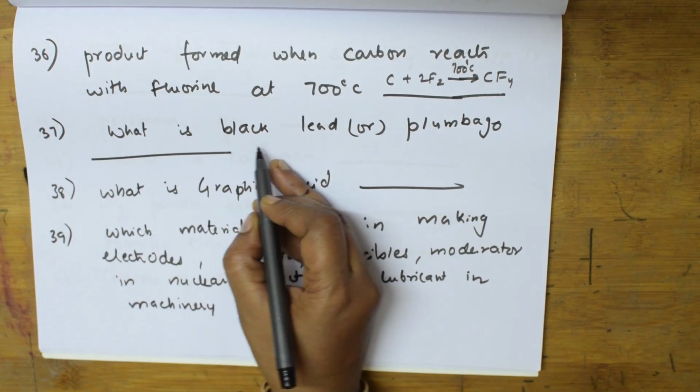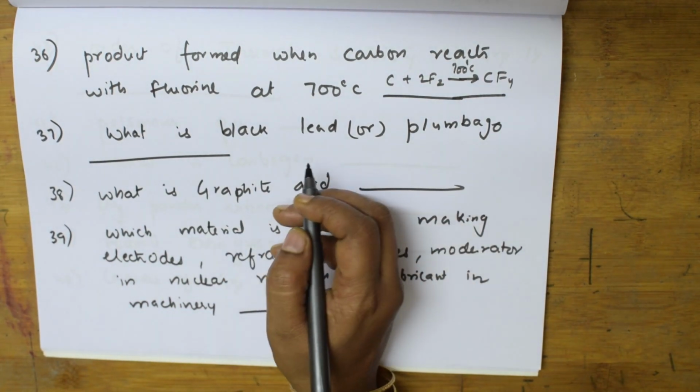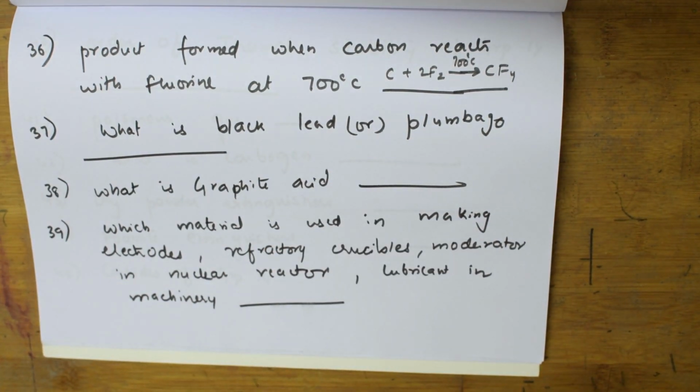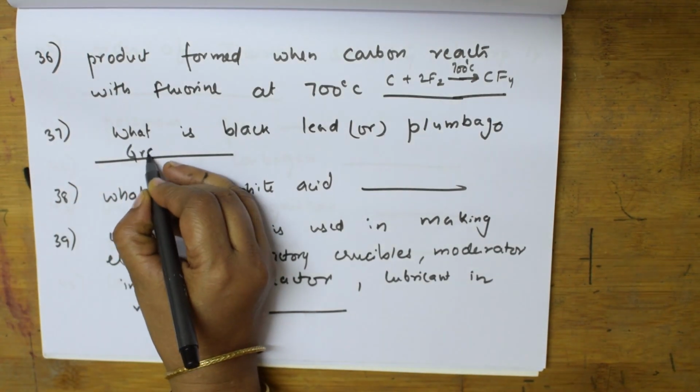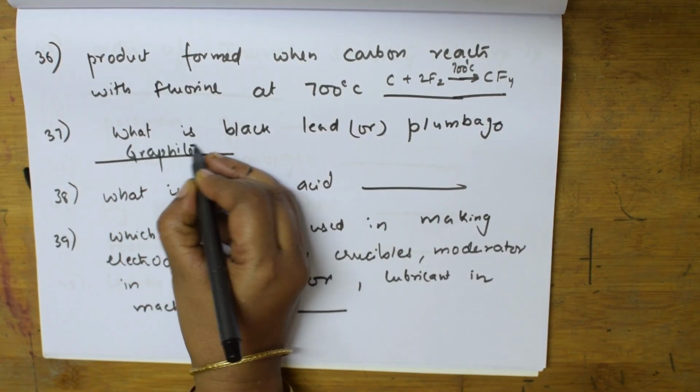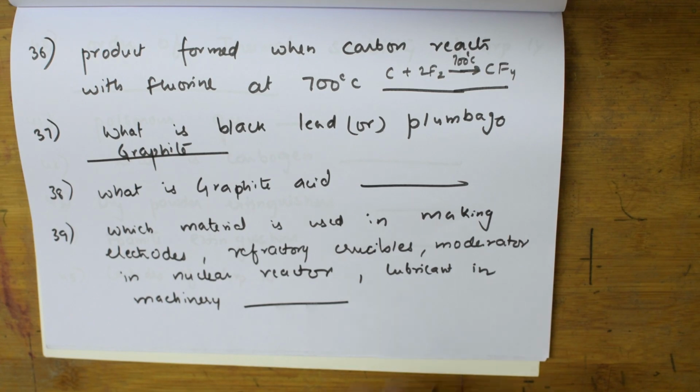Next. What is black lead or plumbago? Such questions I've already seen. So you'll be getting certain questions with terminology. What is black lead or plumbago? It is nothing but graphite. Remember this. Graphite is nothing but black lead or plumbago.